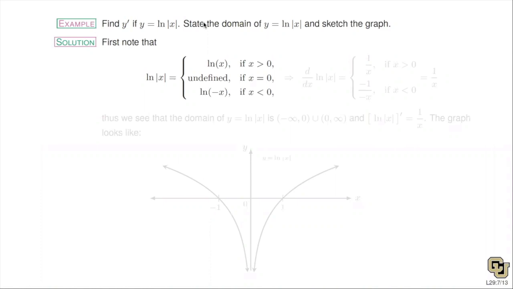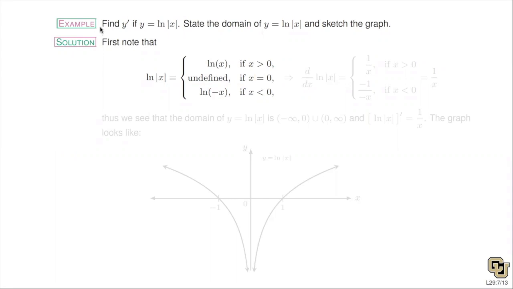Remember that the absolute value of x equals x if x is greater than 0. Here we usually write x greater than or equal to, but in this case, if x is equal to 0, the function is undefined. So I've listed that as a separate case because of the domain restriction. For natural log, x has to be greater than 0. And the absolute value of x will equal negative x if x is less than 0.